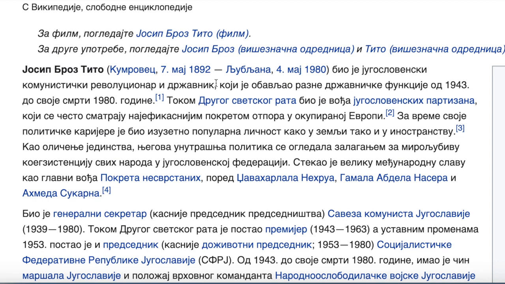And he carried out different... So this is functions, right? And this is an ending relating to, and I can see this is the same as this. So I suppose it's state-related functions from in the years 1943 to his death in 1980.